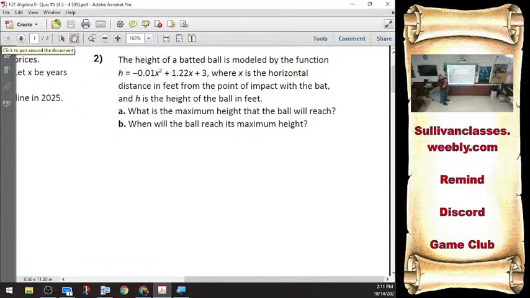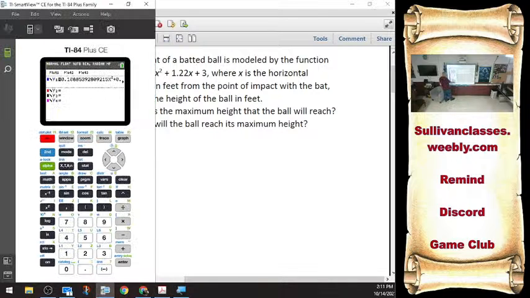You whack the ball, get in the cart. We have a model, says x is horizontal distance, h is height. What's the maximum height? When does it reach that? What are they asking for? Like the maximum. Another word. I mean, maximum is the most specific, but what's the vertex? Okay.